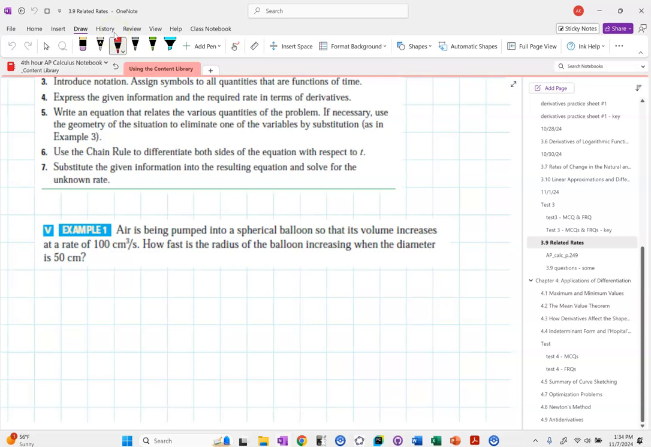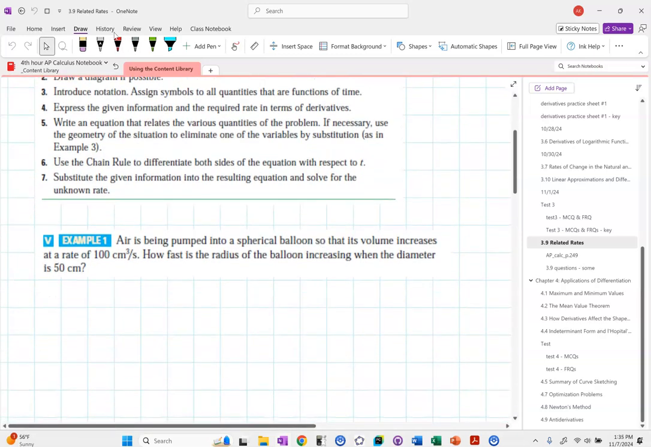The first one says air is being pumped into a spherical balloon so that its volume increases at a rate of 100 centimeters cubed per second. How fast is the radius of the balloon increasing when the diameter is 50 centimeters? Okay, so do we understand what's happening? You can imagine this is like blowing up a balloon at a party, right? What shape should I draw here? Sphere. Sphere is the answer. Circle's close.